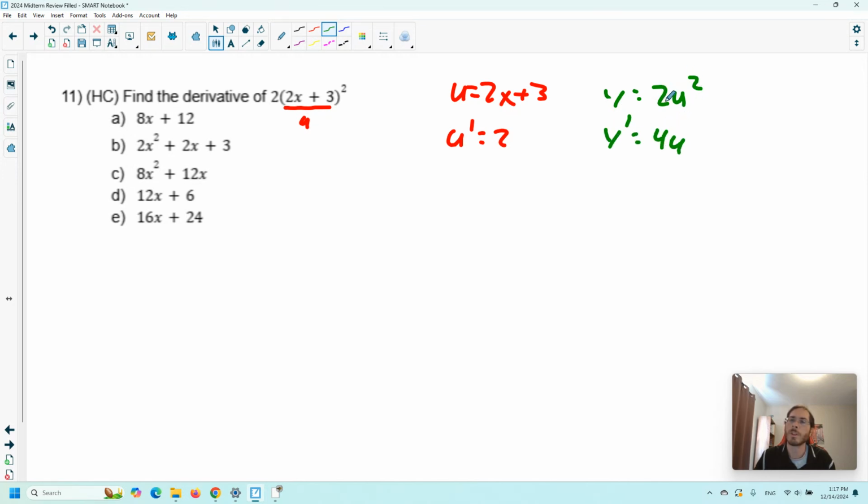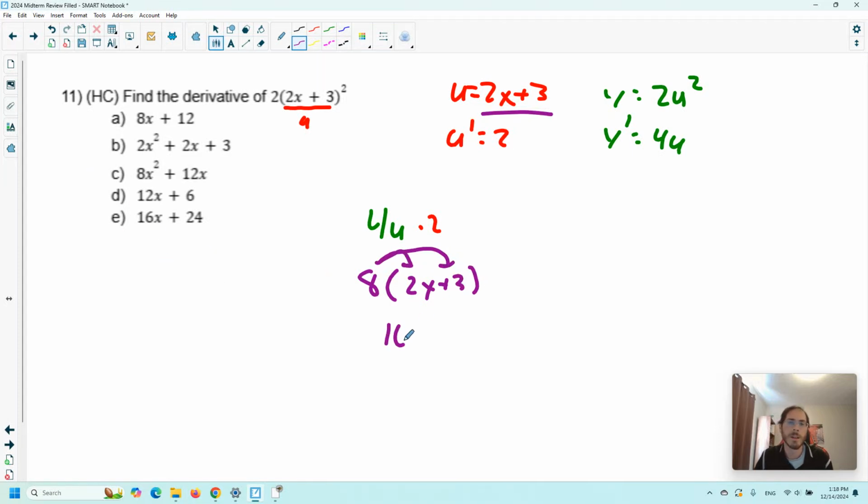So again, remember, we're going to take that 2 and bring it down. So our overall derivative is going to be 4u times 2, which is going to combine to become 8. And then u was 2x plus 3. This person also multiplied everything out, so we'll go ahead, we'll distribute. So we get 16x plus 24, and we get e. So there we go. So that's going to be our derivative. Cool.